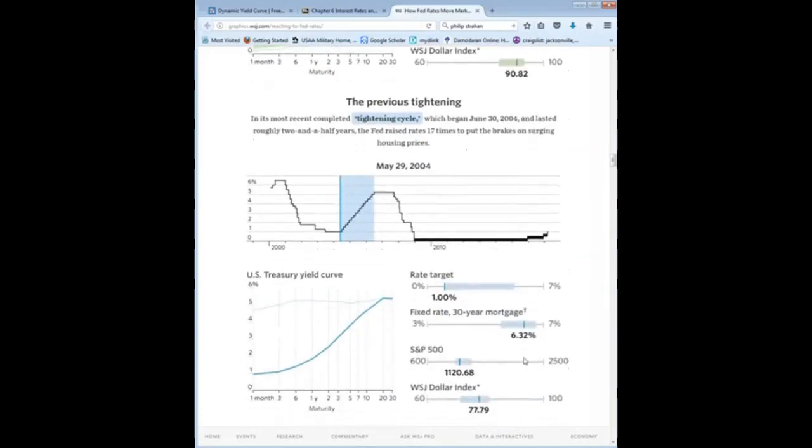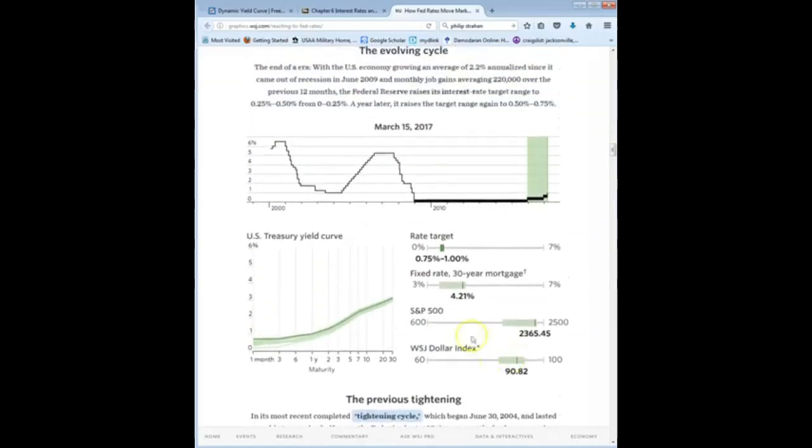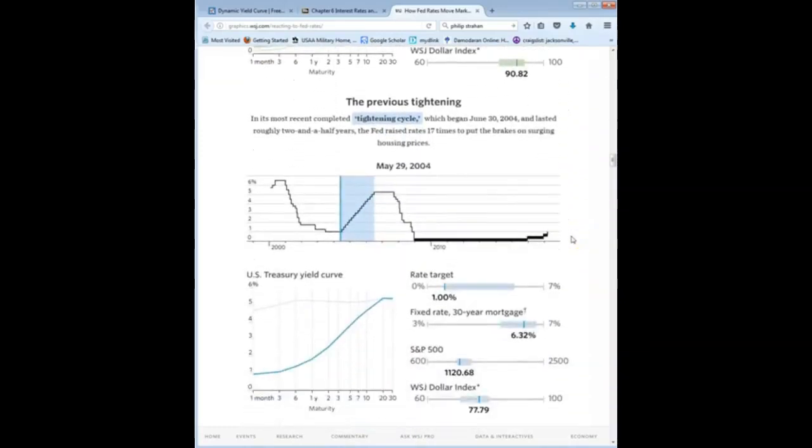Now, the question is: is the Federal Reserve going to follow what it's done historically? In the previous cycle of tightening, so we're in a cycle of tightening federal monetary policy because we're raising rates to try to keep inflation under control. The previous tightening began in June of 2004, lasted 2.5 years, and it was almost like clockwork.